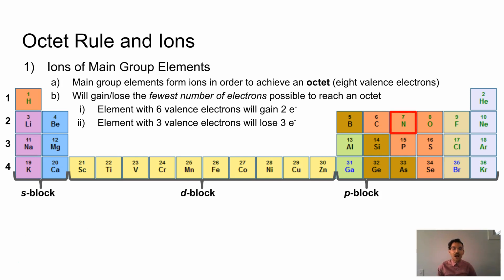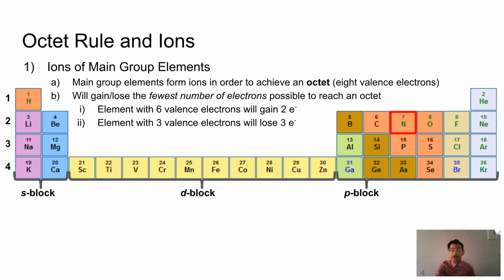So let's look at another example. Why don't we check out nitrogen? Why don't you first start by coming up with the electron configuration for nitrogen? And then I want you to try and predict what the charge on nitrogen will be. And also, what would the electron configuration for a nitrogen ion look like? Pause the video, try that now. Okay, well, let's go through it together.